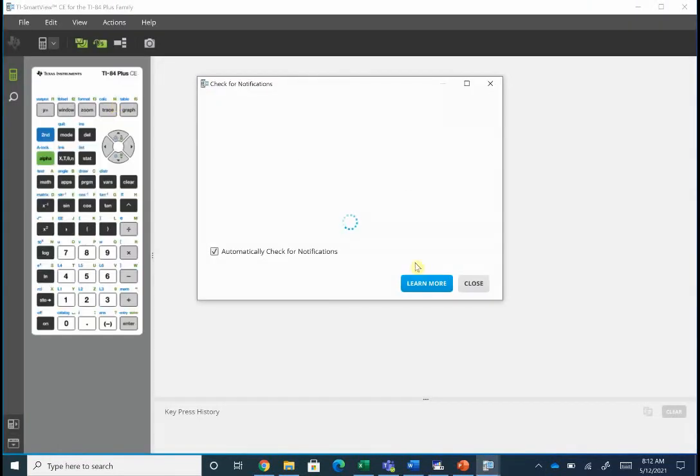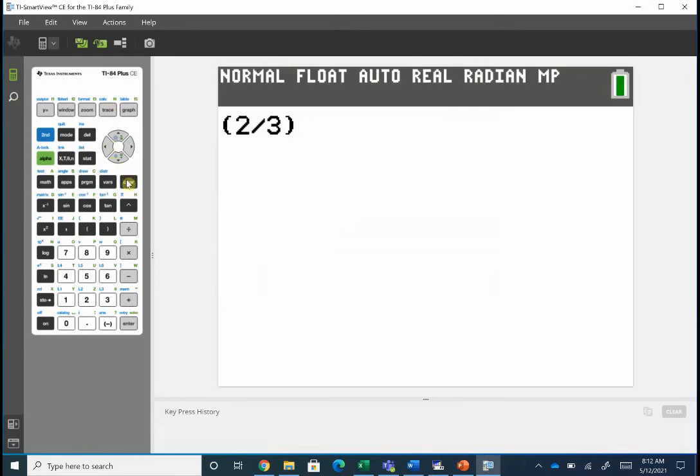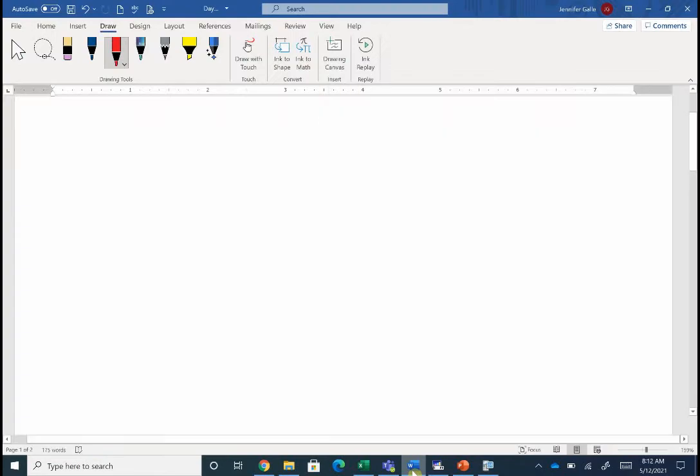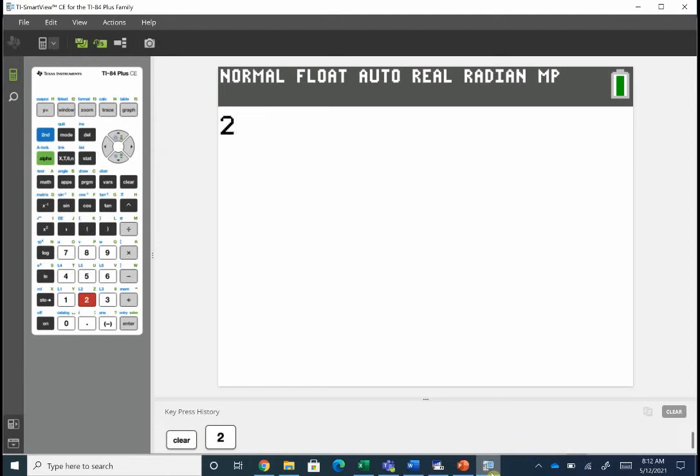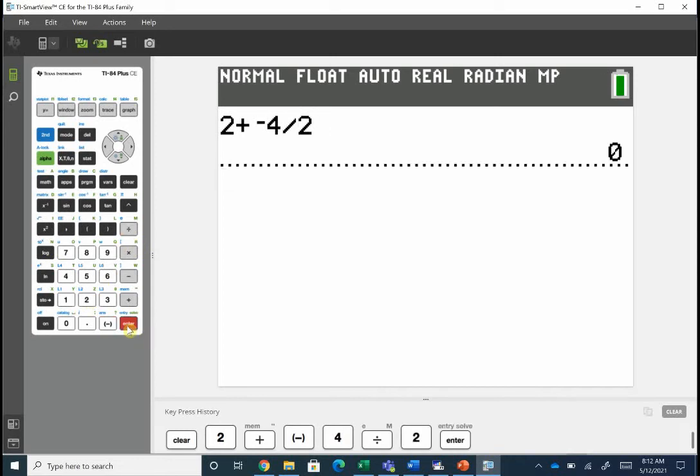All right, so here's what we have. 2 plus -4. So if I just do 2 plus -4, and I put divide by 2, I'm not going to get -1. Your calculator does order of operations. That calculator is going to do -4 divided by 2 first, and then it's going to add the 2. Your calculator does order of operations. It doesn't do things in the order you enter them in.